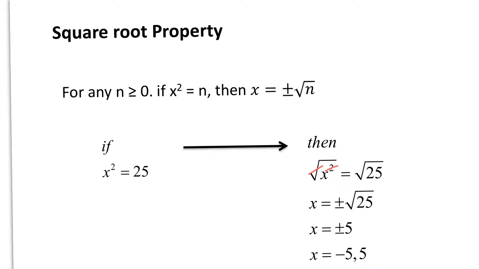Now some books, some worksheets, some teachers, they like to separate the two answers. When you get to this step, you have a negative 5 and a positive 5. You can do that in my class. You can do that on the test. But for me, I'm not too picky. You can leave your answer as x equals plus or minus 5. So just make sure you know what your teacher wants.